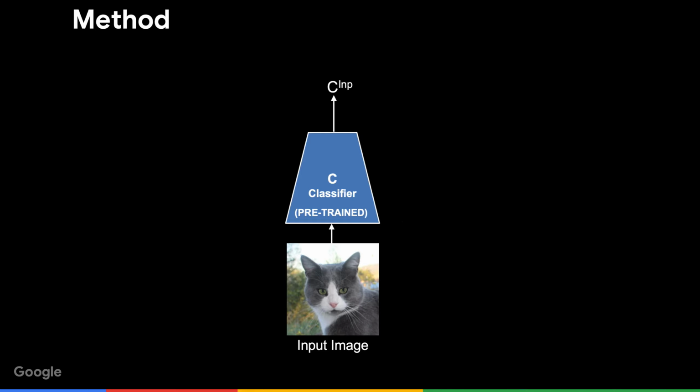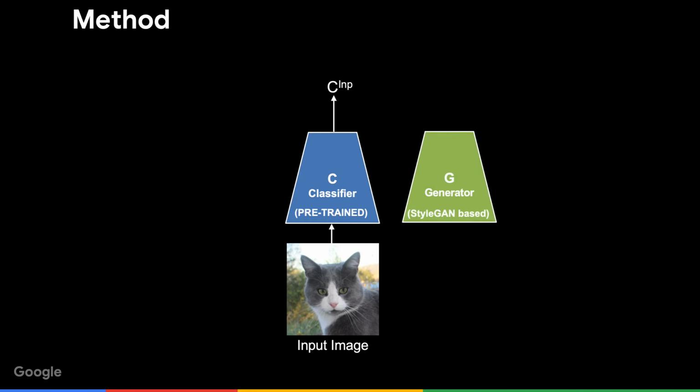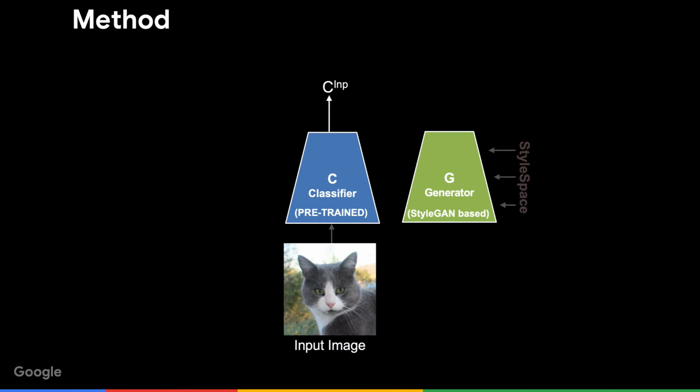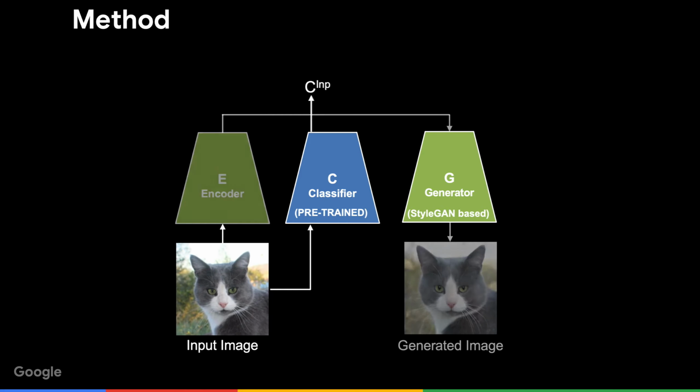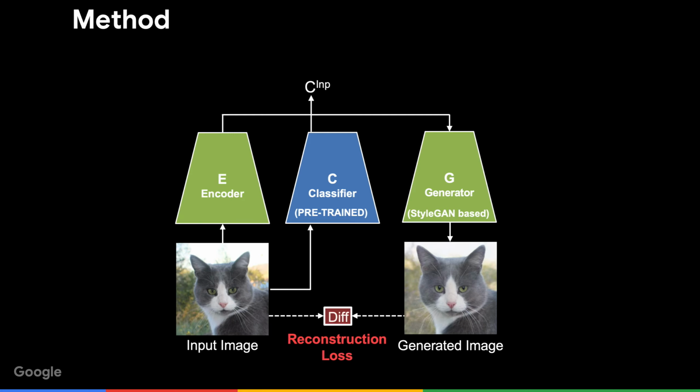For that, we use the StyleGAN v2 architecture, which contains a disentangled latent space called StyleSpace. We train the generator to satisfy the classifier, thus encouraging the StyleSpace to accommodate classifier-specific attributes. This is obtained by training the StyleGAN generator with two additional components. The first is an encoder, trained together with the GAN, with a reconstruction loss, thus forcing the generated output image to be the same as the input.